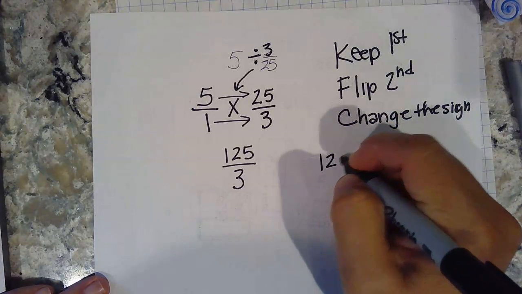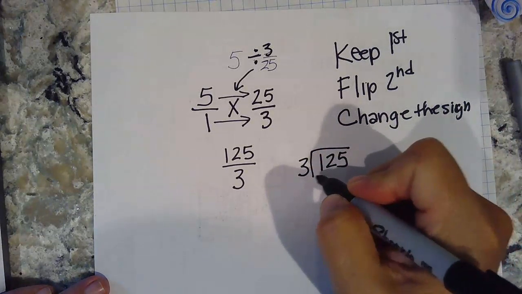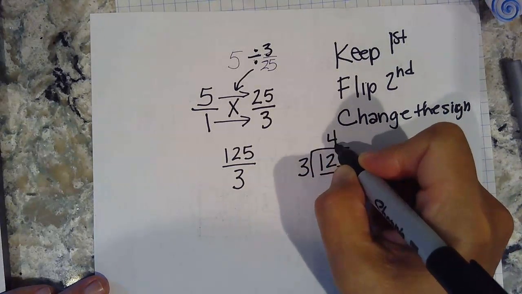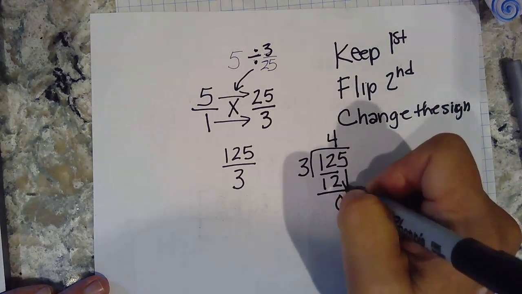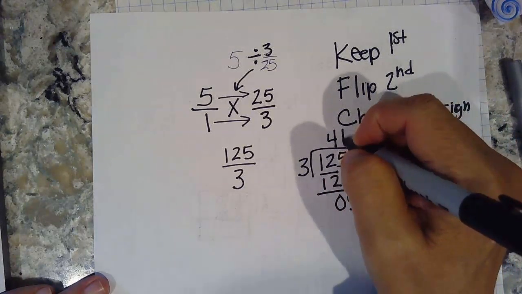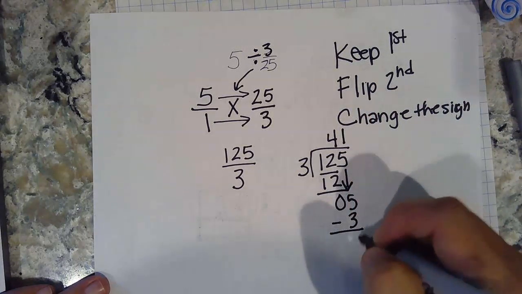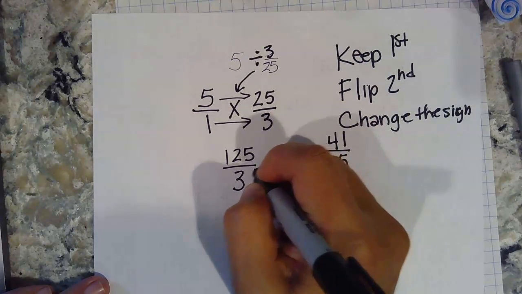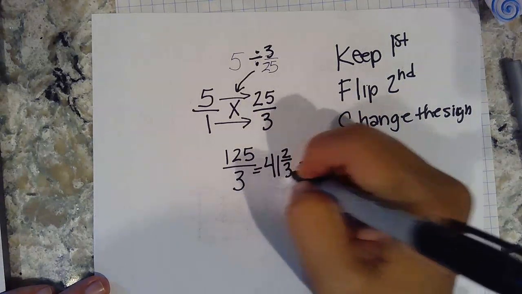So 125/3 is actually 125 divided by 3. So we have to look at this. Well, 1 can't be divided by 3, but 12 can. So 12 divided by 3 is 4. 4 times 3 is 12. That gives us 0. We bring down our 5. 5 divided by 3, well, the closest we can come is 1 time. So 1 times 3 is 3. 5 minus 3 is 2, so we'd have 2 left over. So this fraction in mixed form would be 41 2/3.